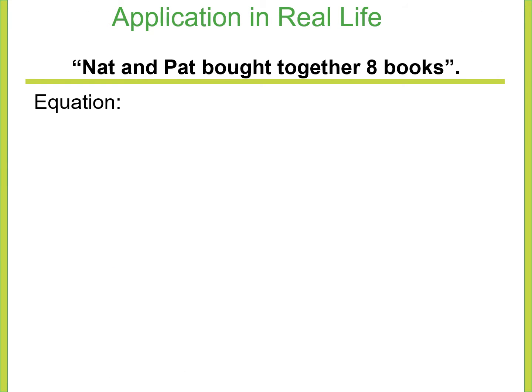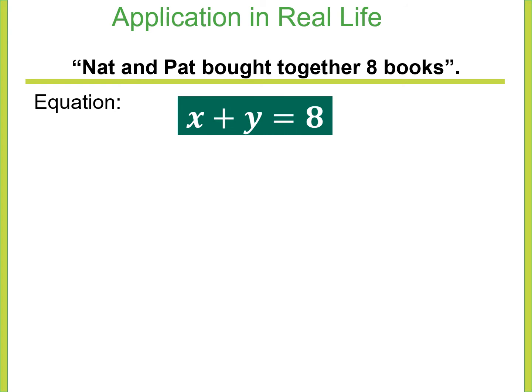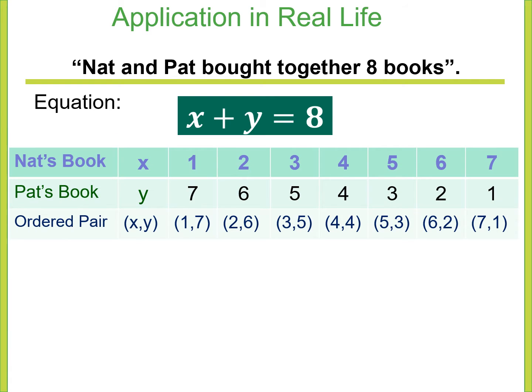So let us have an application in real life. Nat and Pat bought together 8 books. If x is the number of books that Nat bought and y is the number of books that Pat bought, we have x + y = 8. Before we graph, let us have the table of values.